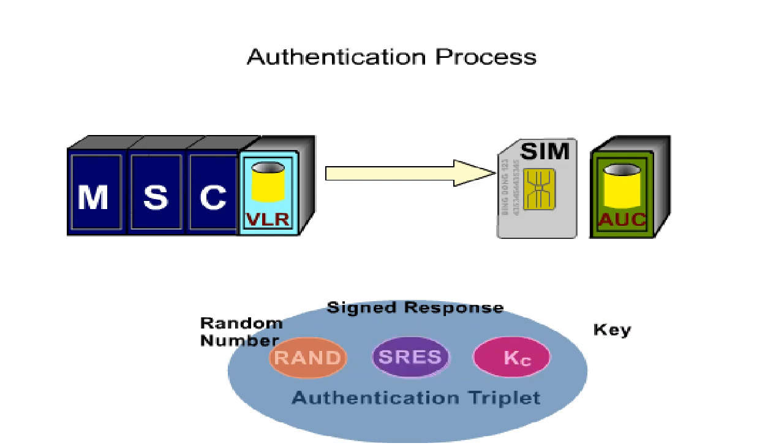SRES is the calculation result of the algorithm A3, combining the individual key, KI, stored in the AUC, and the random number, RAND. KC is generated in the same way by the algorithm A8 using RAND. Several of these triplets produced this way are transmitted to the inquiring VLR.